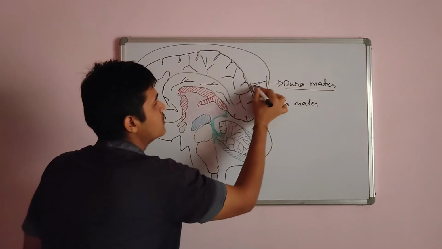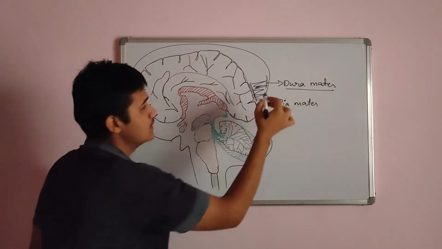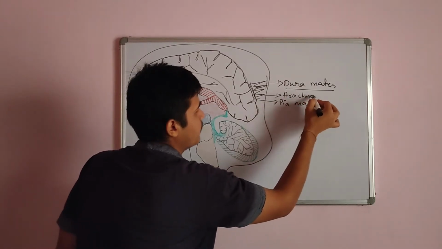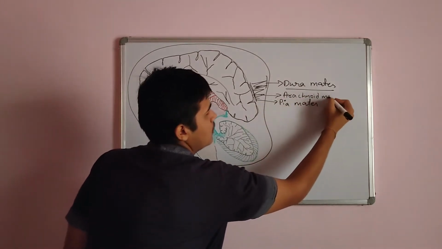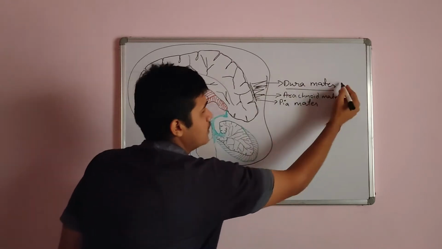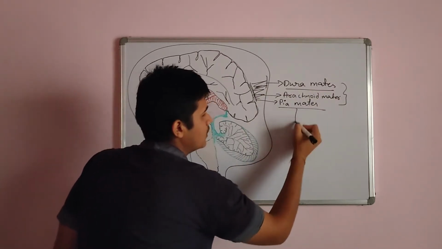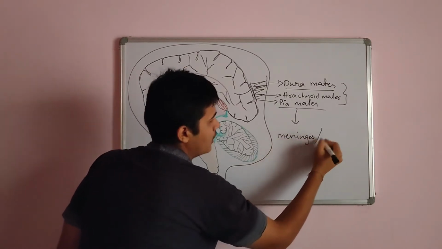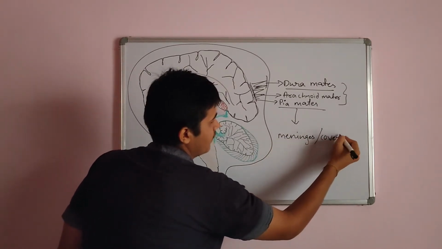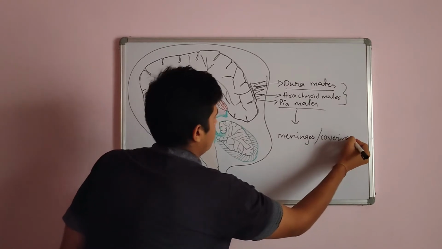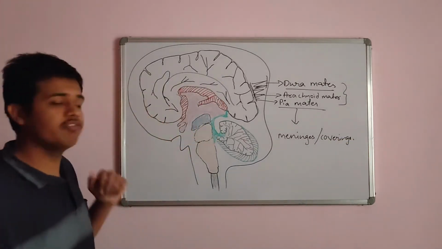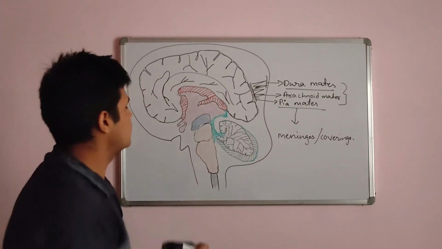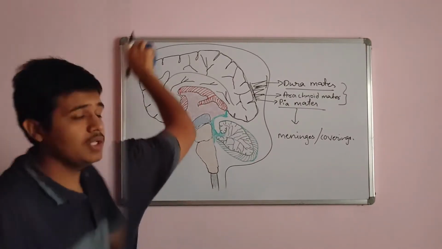And the middle layer, which is a web-like structure, is arachnoid mater. So these three layers together give the meninges of the brain, or in other words we say the covering of the brain. So this was the protection of the brain. Let's see the structure and function of the brain.